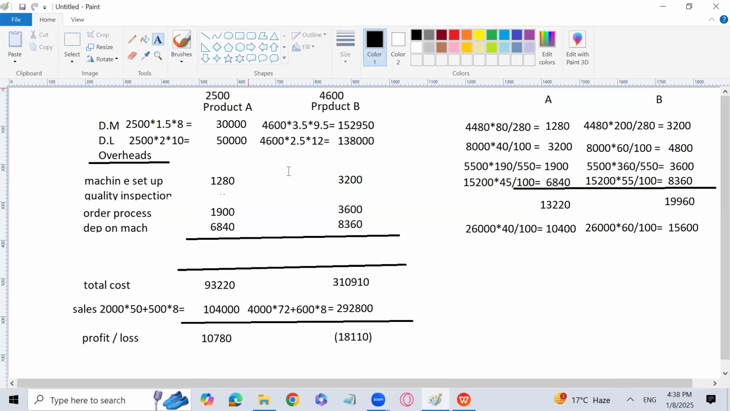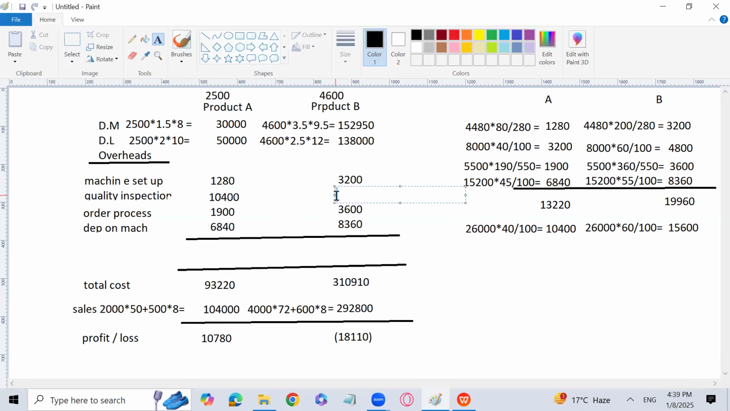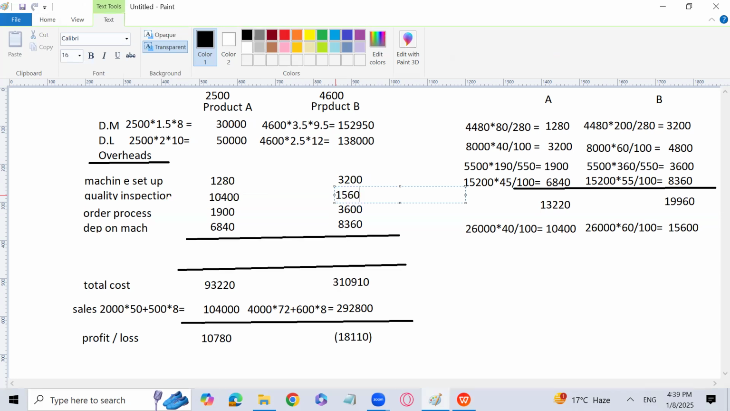So quality inspection is going to be now 10,400 and this is going to be 15,600. So there is a change in the total cost now. What will be the total cost of overheads? And the total cost will also change.